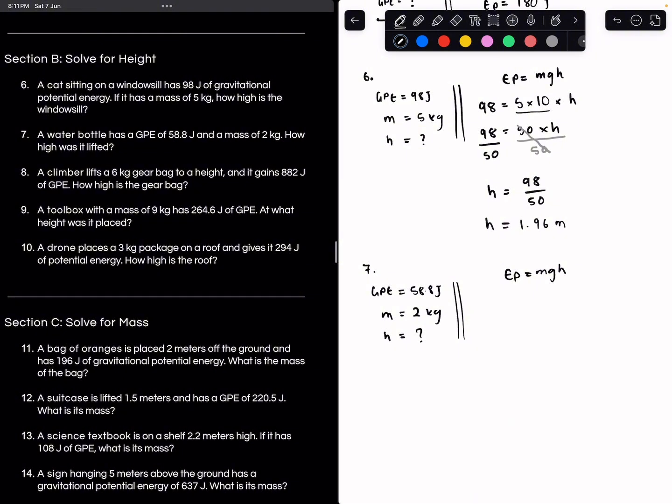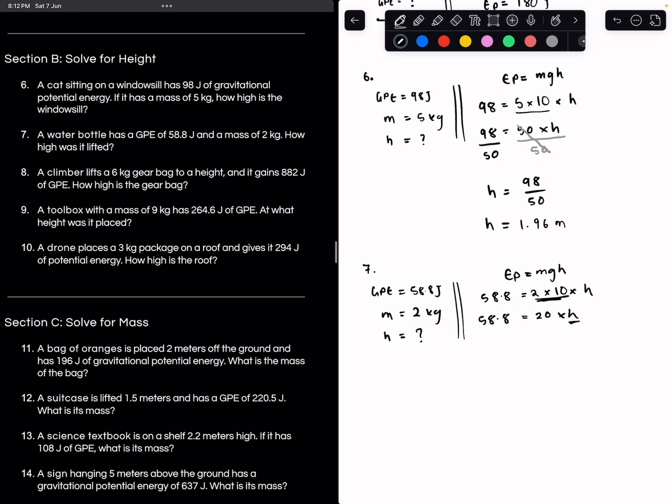Call in the subs. We know that the gravitational potential energy is 58.8. We know that the mass is 2 kgs. Gravity is 10 meters per second. And then the height is what we're trying to figure out. We can definitely simplify this. So what it would be simplified to is 58.8 equals 2 times 10, which is 20 over here, times height.